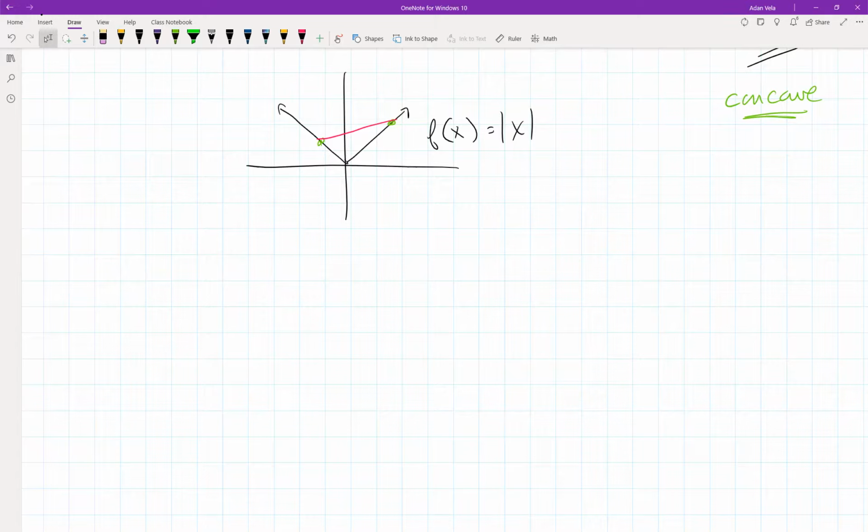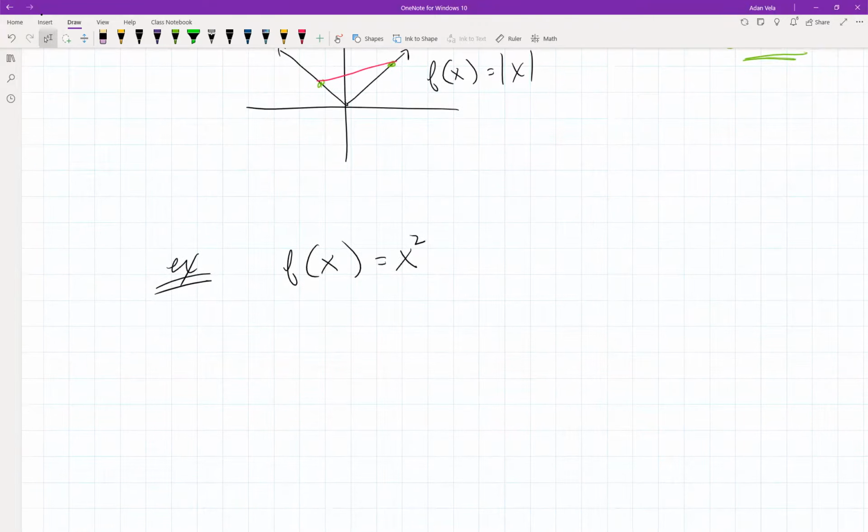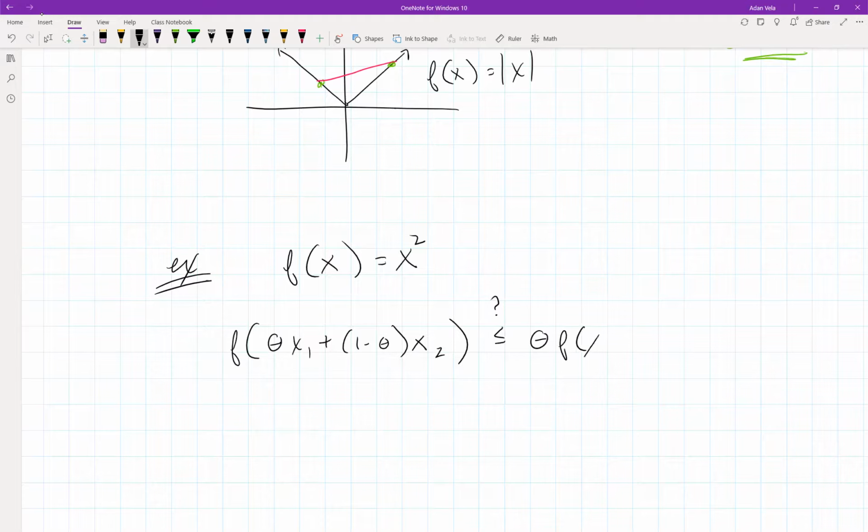Okay, so let's do an example problem to prove that something is convex. Let's show that f of x equals x squared is convex. We're going to do this using Jensen's inequality. We want to show that f of theta x1 plus 1 minus theta x2 is less than or equal to theta f of x1 plus 1 minus theta f of x2.